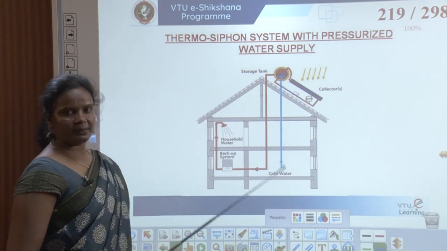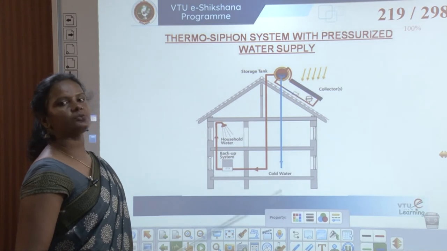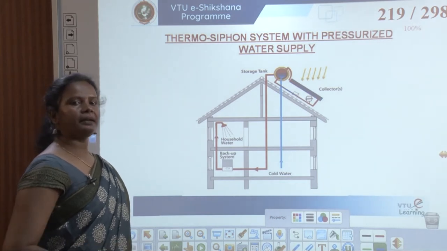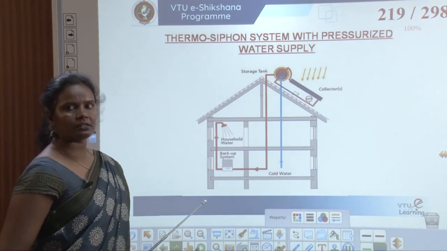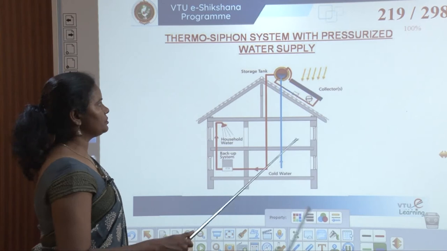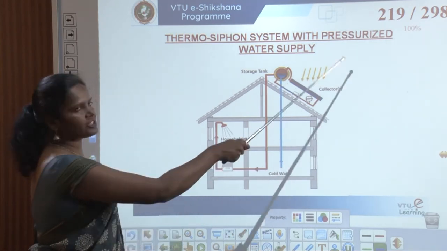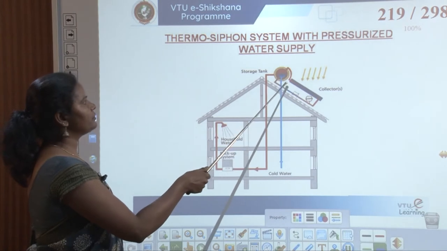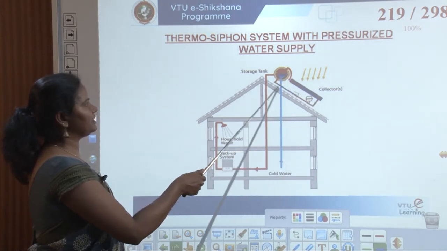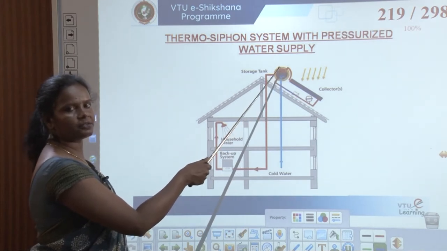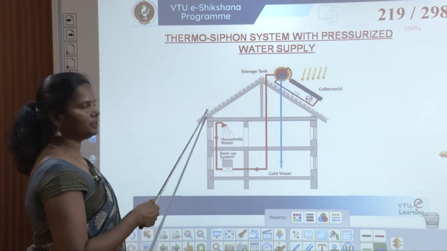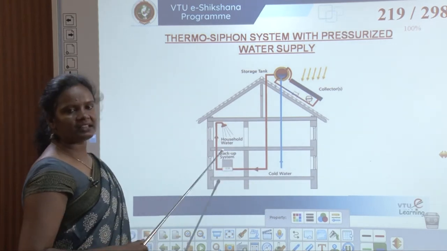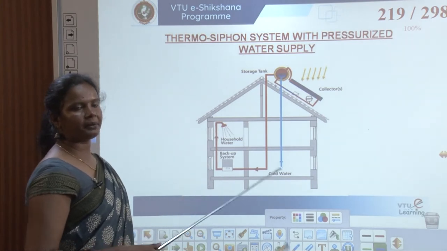So this is one more type of thermo siphon system, with pressurized water supply. Here it is possible to use a kind of pump to supply the water, and it will also have a separate backup system for heating the water. The water is pressurized and uplifted to the tank. From here it goes to the collector, and from the collector it comes back to this tank. The cold water and hot water are mixed here, and from there it is directly connected to the shower areas and the required points of hot water. It also has a backup system, like geysers or hot water boilers that can be provided in between.